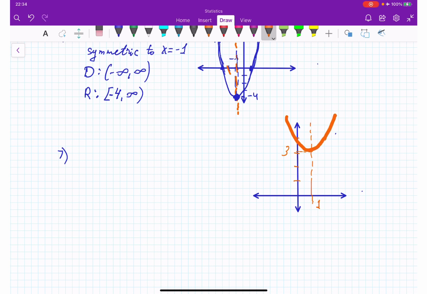Okay. This is our graph. Let's write down the equation. Since my x is plus 1, the x is going to shift in the equation to minus 1, right? It's going to be x minus 1 squared, and the shift of y is plus 3, right? Okay. So it's going to be symmetric to x equals 1.